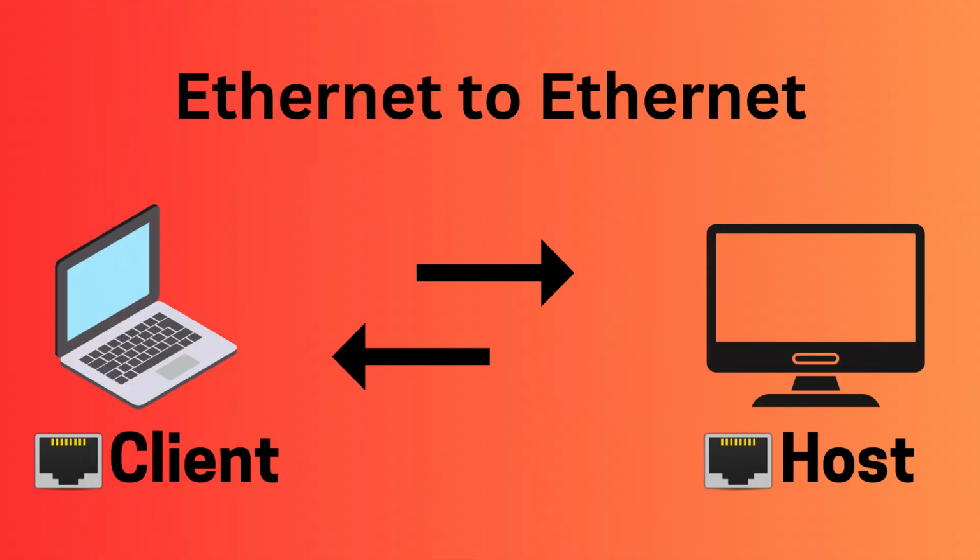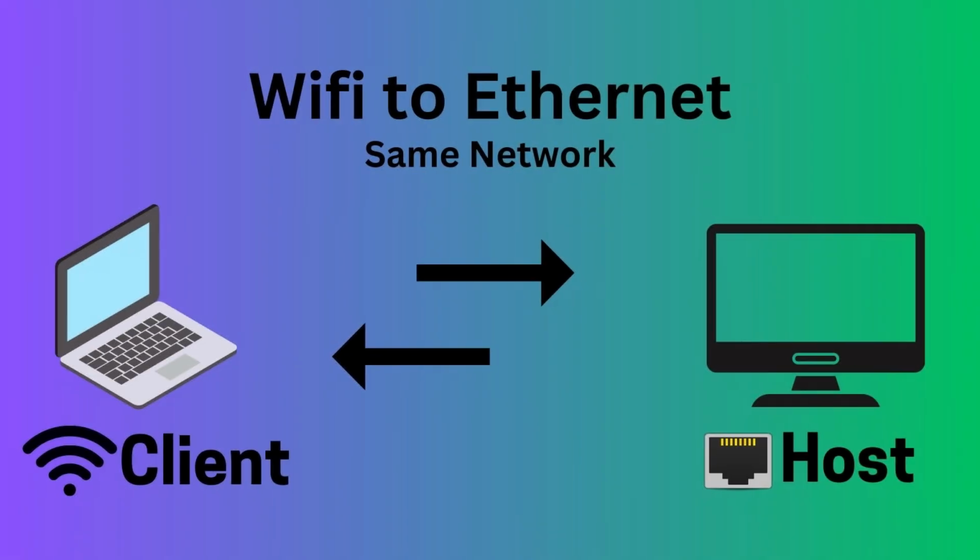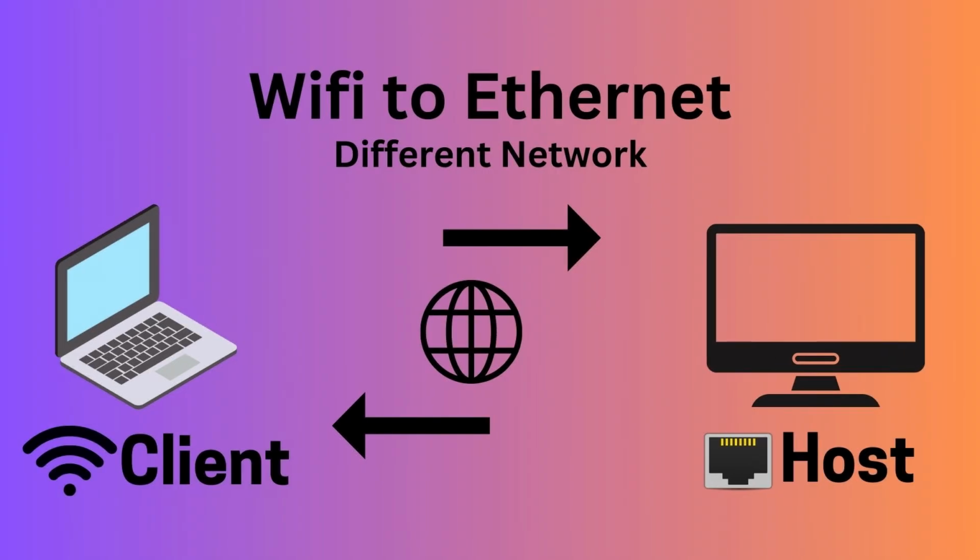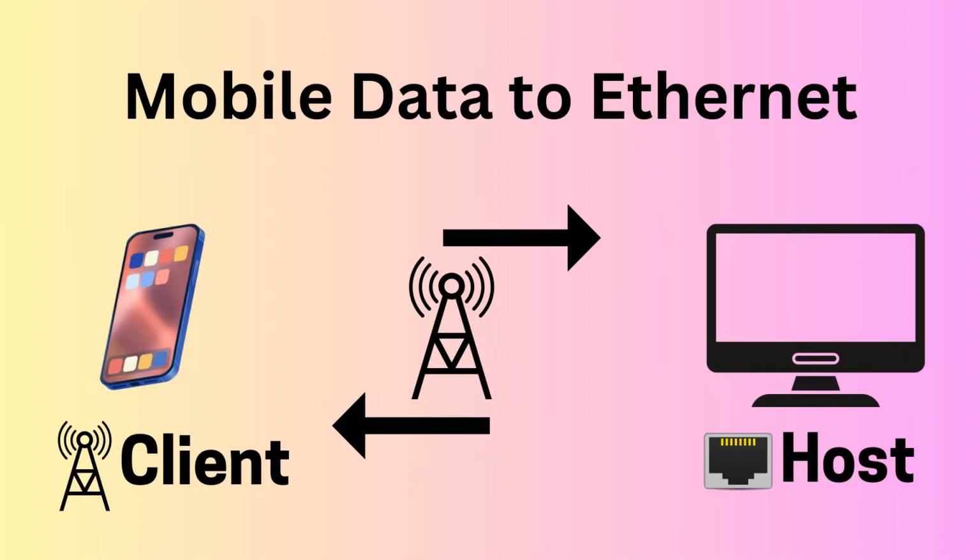There are 4 environments I'm going to test, and the reason I'm going to test these 4 specifically is because I believe that they're going to be the most common situations. All of them will have Ethernet hooked up to the host, but the client will have different variations of internet connections. The first one will be with Ethernet, the second one will be with Wi-Fi on the same network, and the third one will be with Wi-Fi on a different network, and the fourth one will be using mobile data on my phone, which will be roughly the same as using a hotspot off the phone as well.